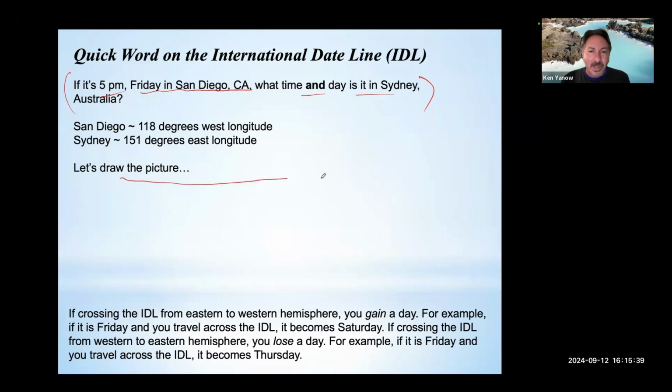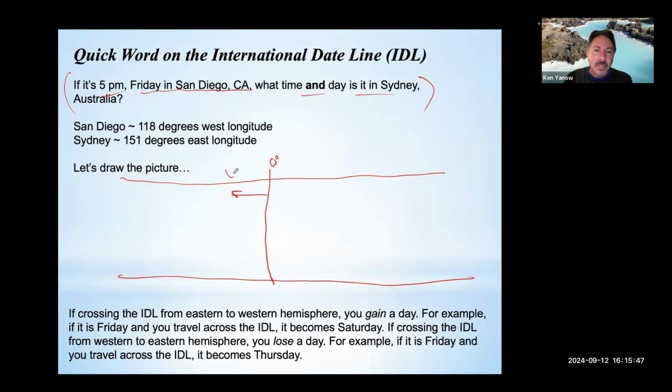So I'm going to draw this picture again. And here's the prime meridian at 0. We know that this is the west side, and here's the east side. We're going to put San Diego here at approximately 118 degrees. We're going to use easier math. We'll just say 120. So we're going to say that we're at 120 west. So this is San Diego, SD. And Sydney, Australia is actually way over here. We'll just approximate it at 150. So Sydney is at 150 degrees east longitude, way over here.